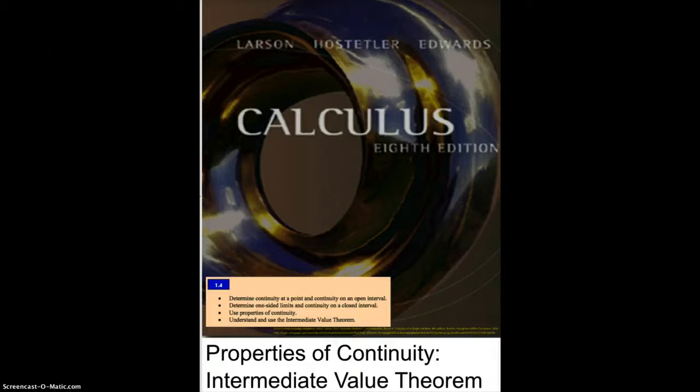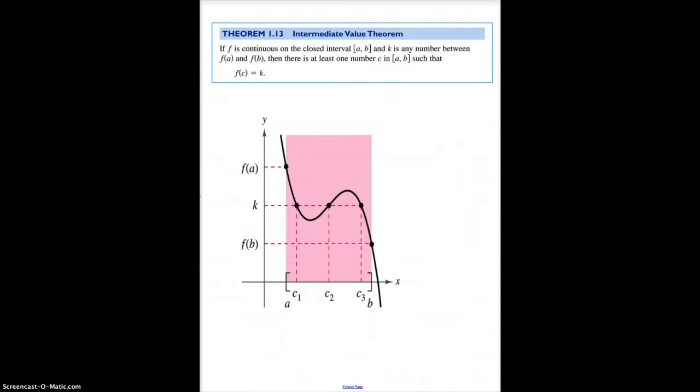All right, now let's look at the intermediate value theorem. This is an existence theorem. It doesn't tell you how to get the numbers. It just tells you it exists. So let's read what it says.